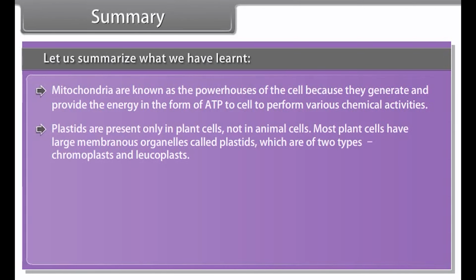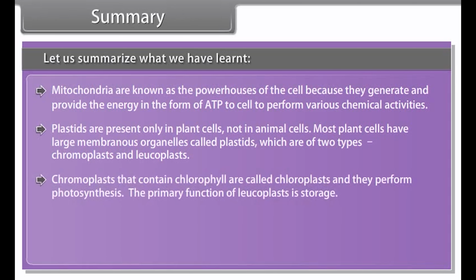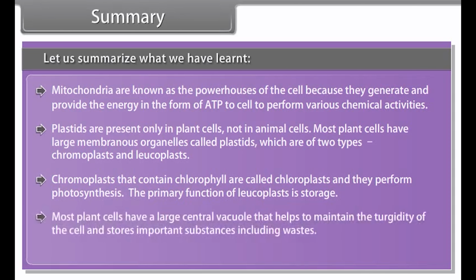Plastids are present only in plant cells, not in animal cells. Most plant cells have large membranous organelles called plastids, which are of two types: chromoplasts and leucoplasts. Chromoplasts that contain chlorophyll are called chloroplasts, and they perform photosynthesis. The primary function of leucoplasts is storage. Most plant cells have a large central vacuole that helps to maintain the turgidity of the cell and stores important substances, including wastes.